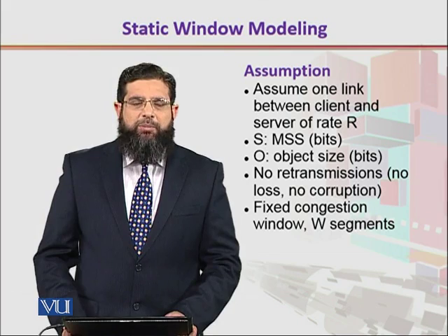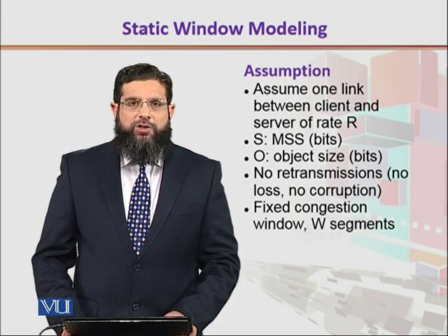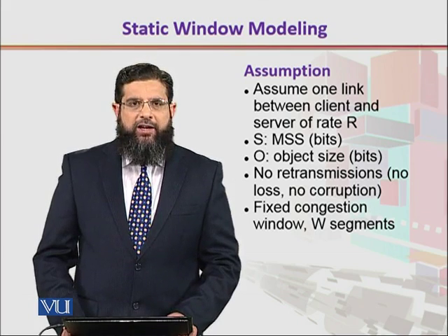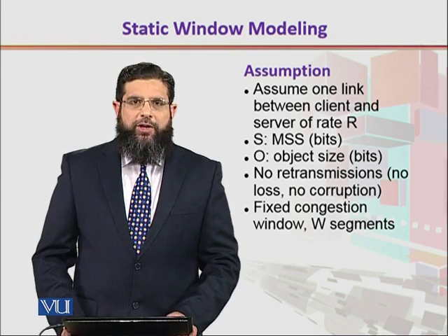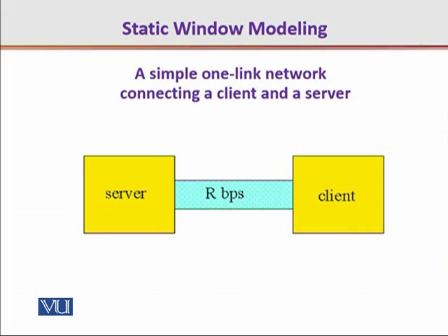For the sake of simplicity, we assume that there are no retransmissions because there is no loss and no congestion. And the most important part, we are assuming a fixed window of size W. This is the visualization of a simple one-link network connecting the source and the sink, that is, server, sending bits to the client on a channel with bitrate R.